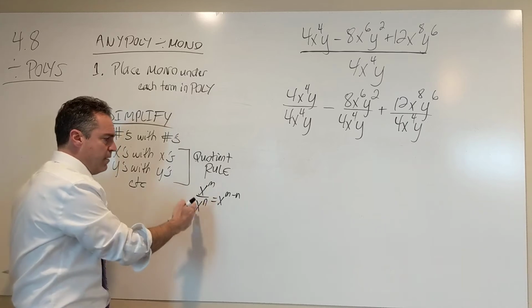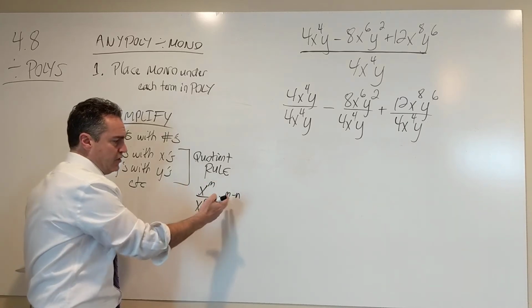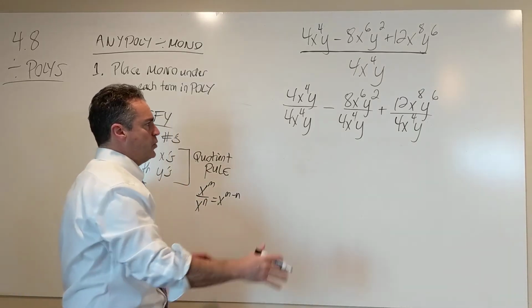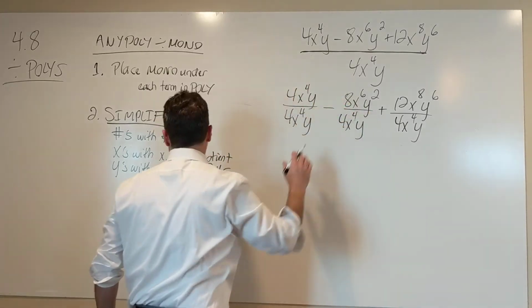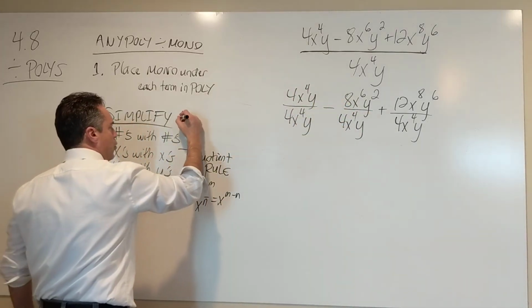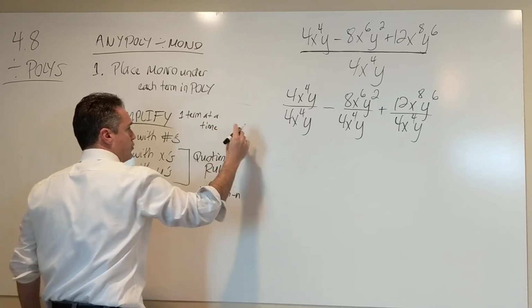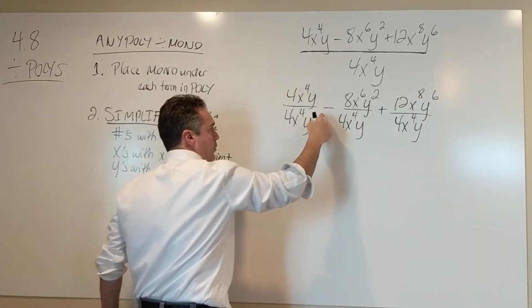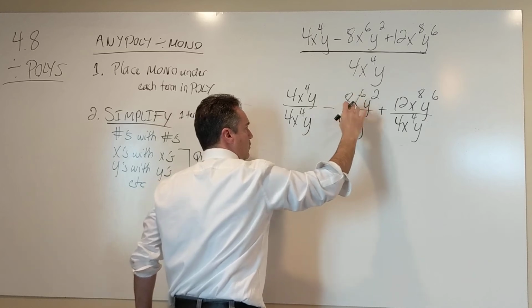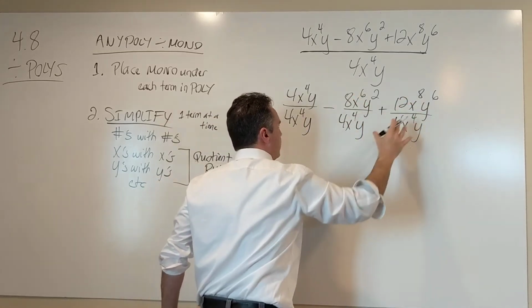If I have two things with the same base being divided, I can subtract their exponents. So we come to this and we'll take each term at a time. So we're going to simplify one term at a time, because right now that's a single term separated by a plus or minus sign. There's another term separated by a plus or minus sign, and your final term.